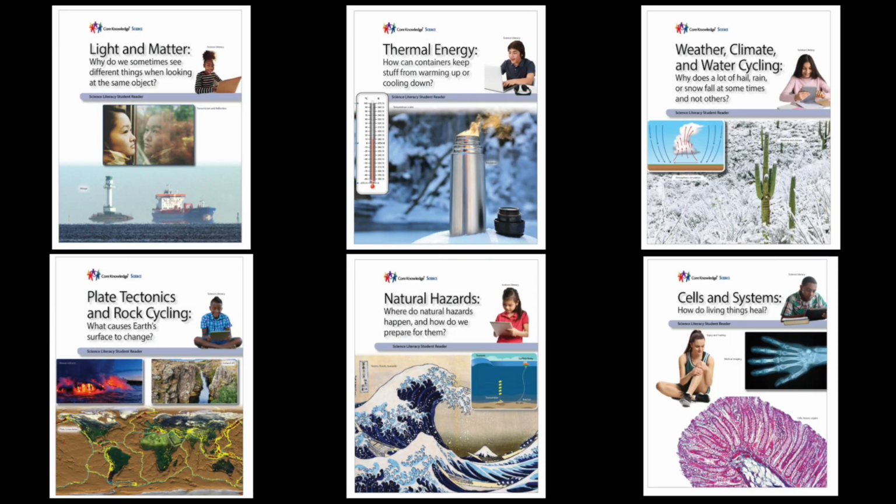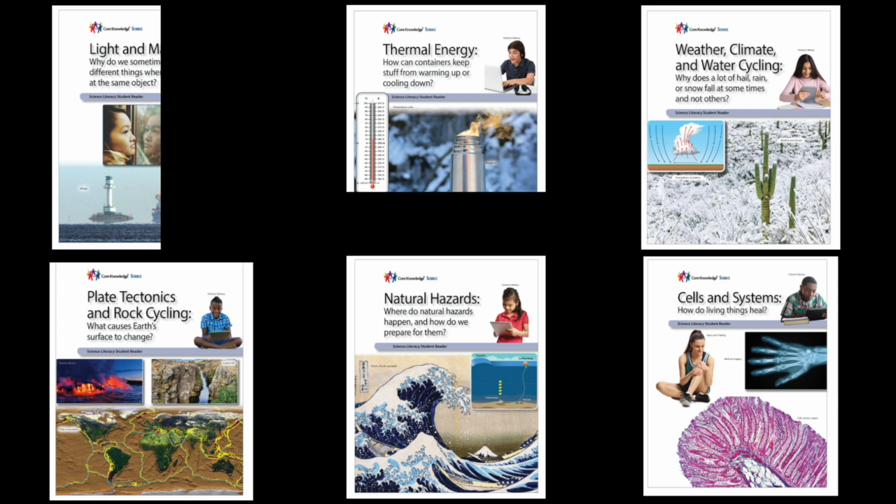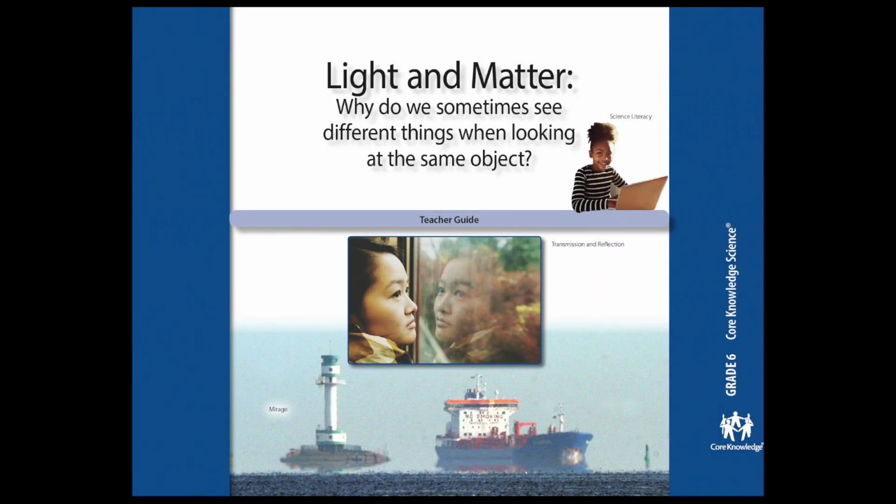The Core Knowledge Middle School Science program consists of 18 units of study. These are the 6 units that make up the 6th grade level. Now, to stay focused, let's take one of these units as our starting point for examining online resources. Let's select Grade 6, Unit 1, Light and Matter.